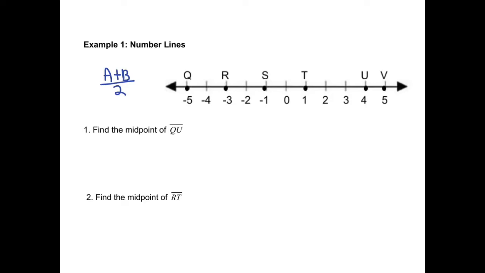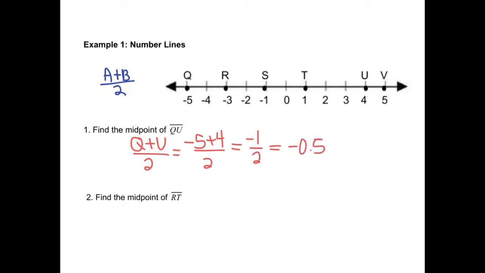So in this example, we're finding the midpoint of Q and U using this formula. Q is located at -5 and U is located at 4. We will plug those into our formula. Using this, we get -1/2 or -0.5, it doesn't matter.